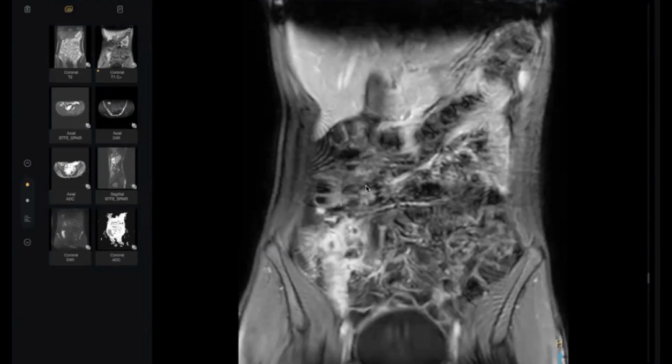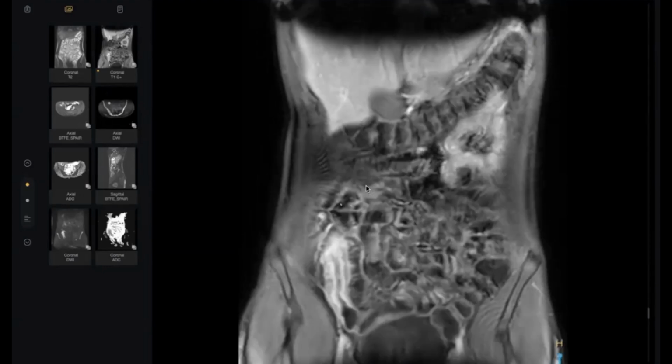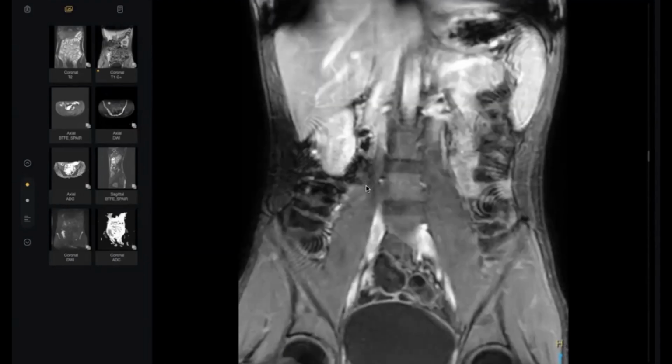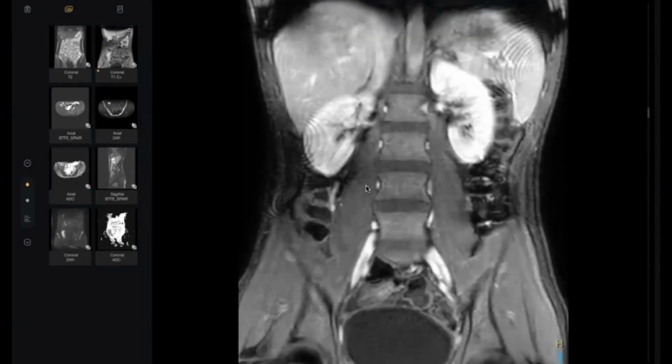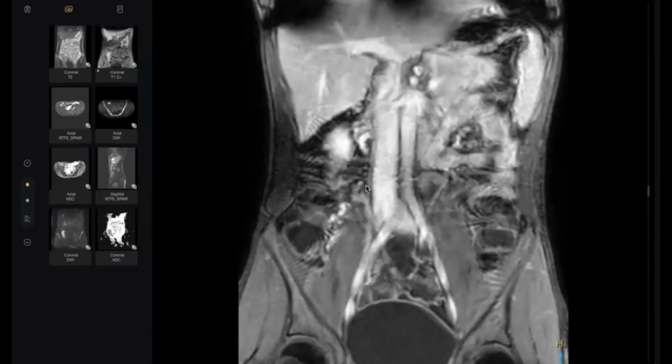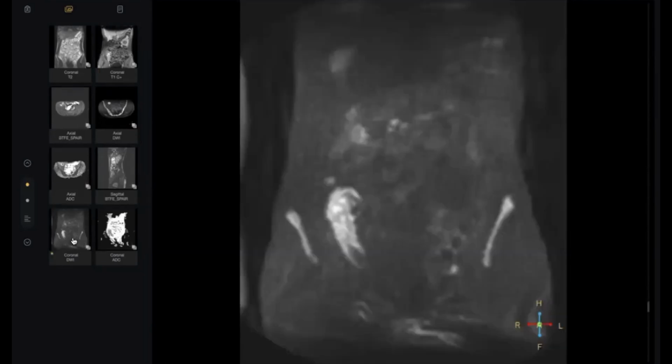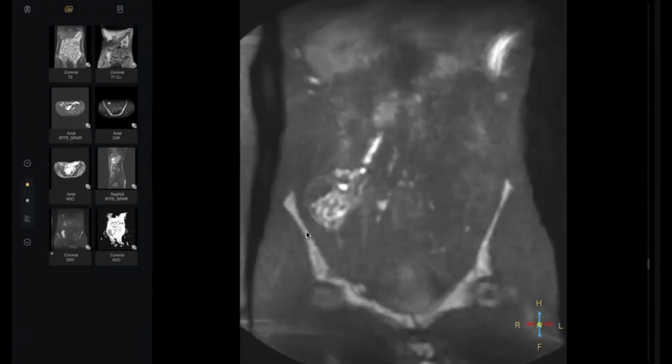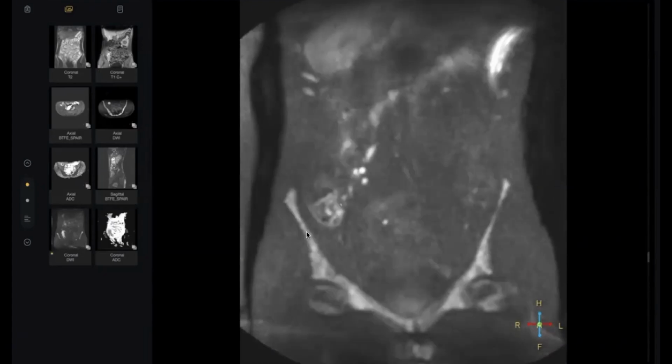What type of Crohn's? Active or chronic or non-active? Sir, active. This is active because it is showing enhancement and also diffusion restriction. So finally, it is an active Crohn's disease.